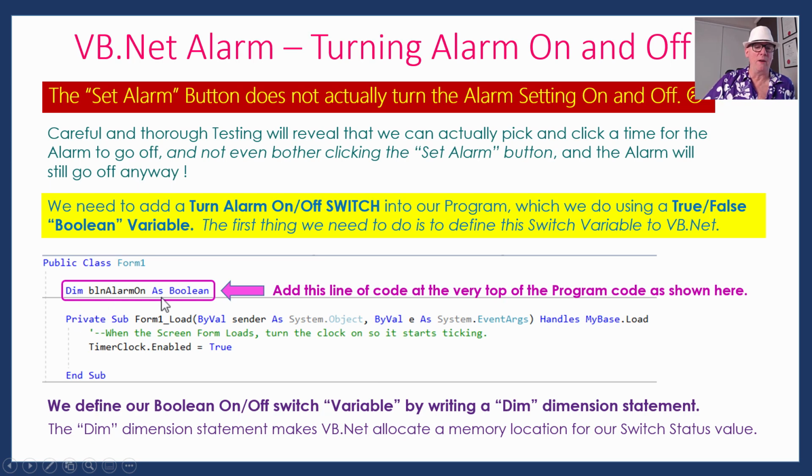So that's something brand new we haven't done before. Now what the dimension statement does is it gets VB.NET to allocate a memory location, and it calls it blnAlarmOn for its name. So VB.NET has all these parts of your computer memory, and it can set up all these little compartments, and we can pop things in there and store them and see how they're going when we get into more complicated programs. So that's just what it's doing. We'll get into this more later on. You'll just have to type that in carefully right up the very top, directly under public class Form1.